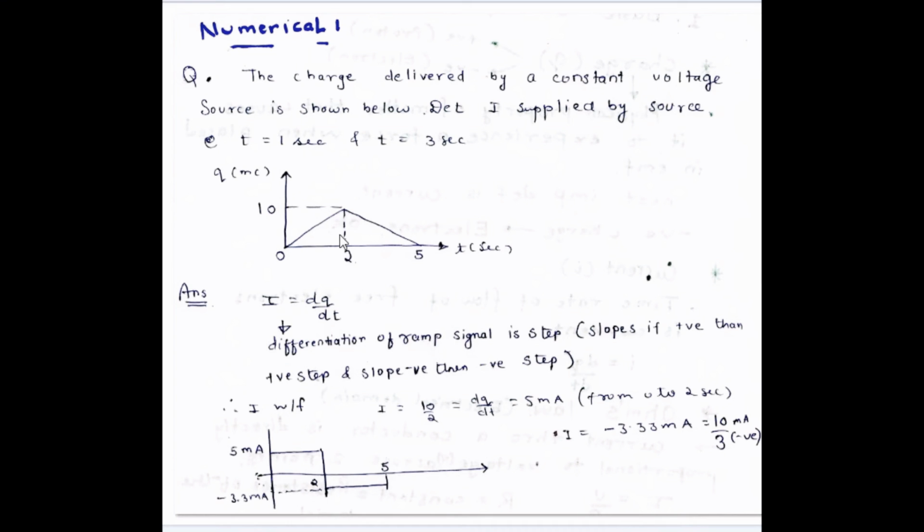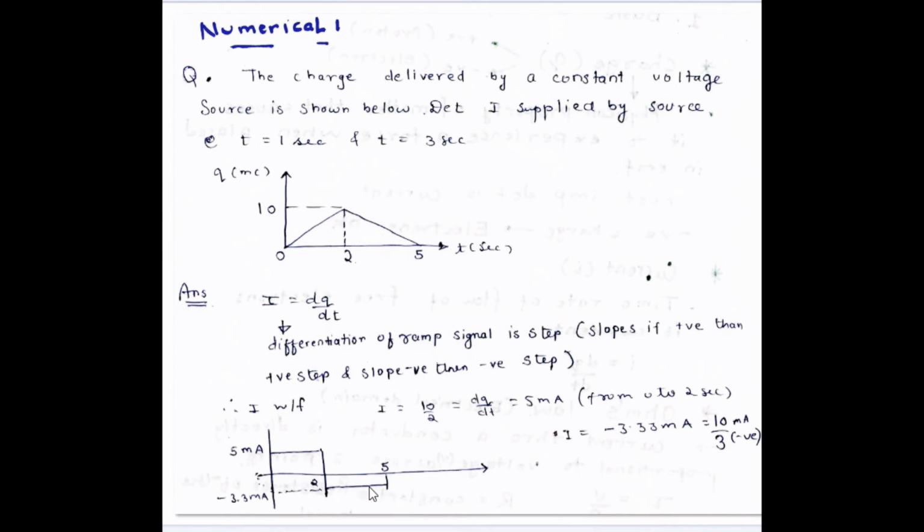After that, the slope is changing. The signal is a ramp only, but the slope is changing. The slope is becoming negative, so obviously the step also will become negative. So this is the current waveform which we obtain if we differentiate this charge, which is in millicoulomb. So this is the signal obtained.